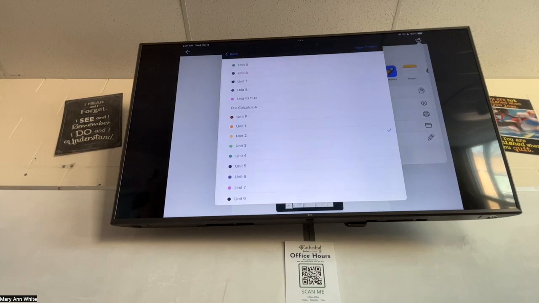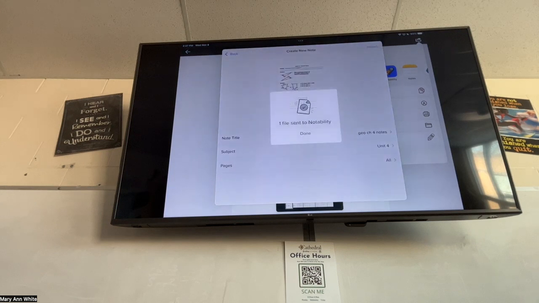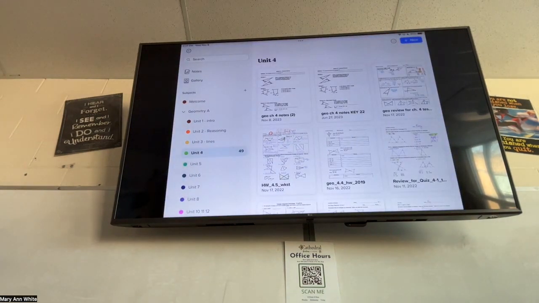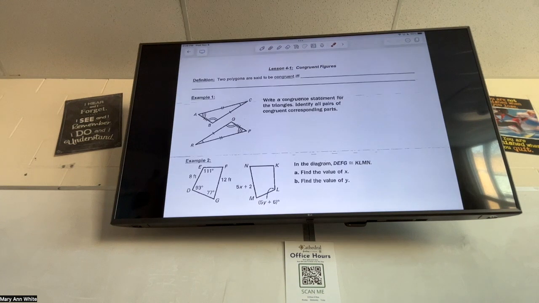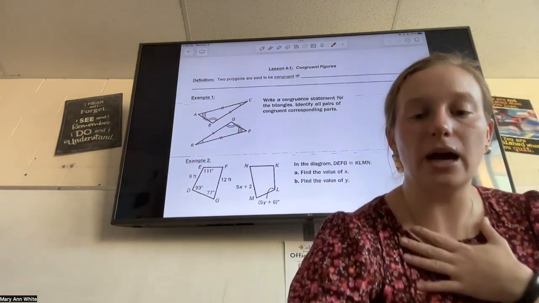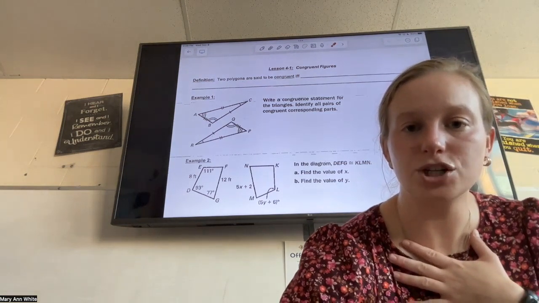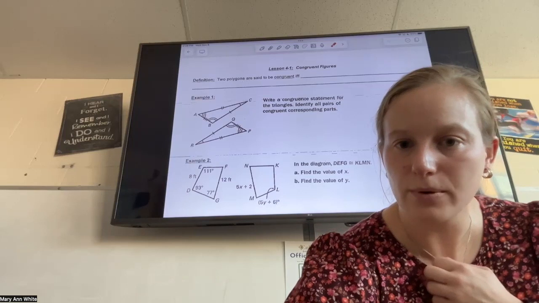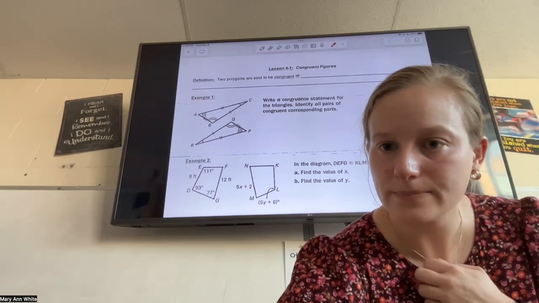So I'm just downloading my notes. You guys all have yours on paper, but if for any reason you do need them online, they are online. Your homework is also online. I will make sure to update that as we do more stuff. Okay, so today we're in chapter 4, and we are talking about congruent figures. So we're talking about these polygons, all of these different shapes, and what we're going to write when we're congruent to each other.